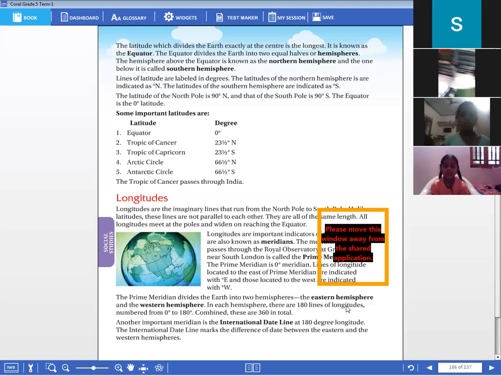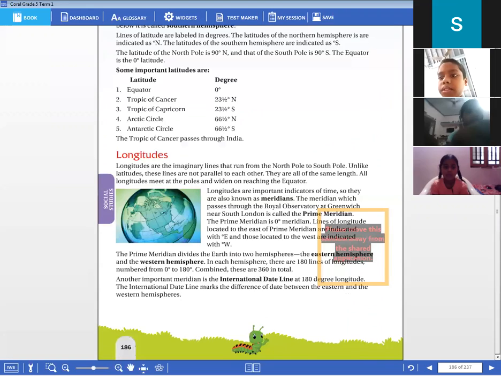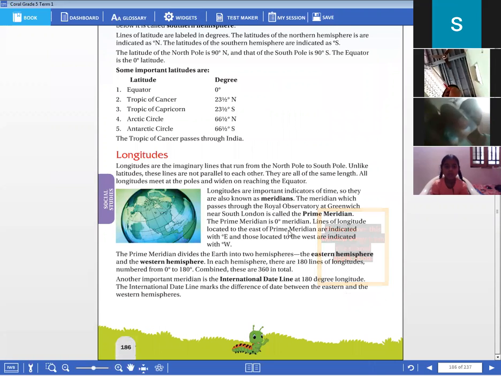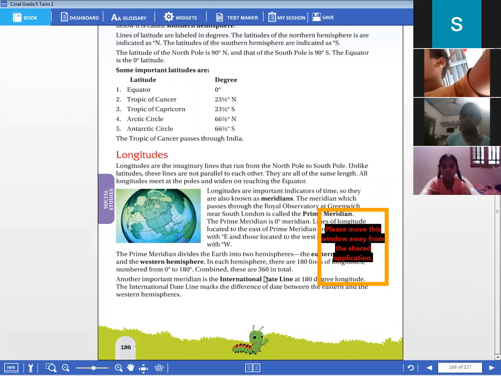Children, in the previous page, if you observe, there are a total of 181 lines of latitudes on the whole earth. But coming to longitudes, there are 180 lines in each hemisphere. There are two hemispheres, so it is 180 plus 180. Totally 360 longitudes will be there.